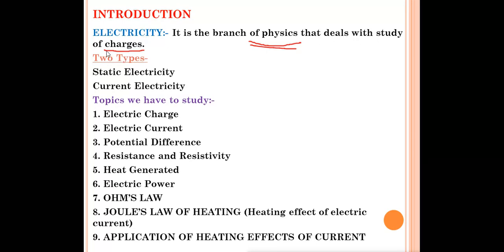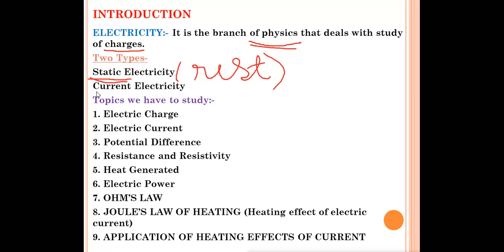There are two branches of electricity. What are the two types of electricity? Static electricity and current electricity. From this word static, you can understand that it means rest. So what do we mean by static electricity? Static electricity is a branch of electricity in which charges are at rest.